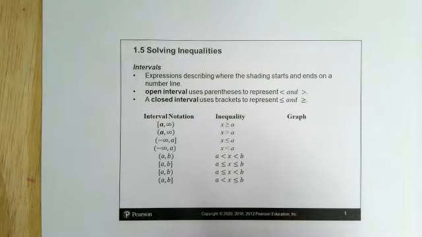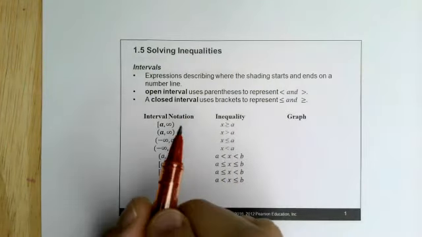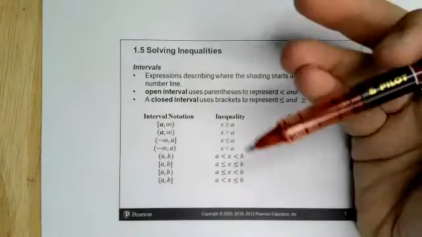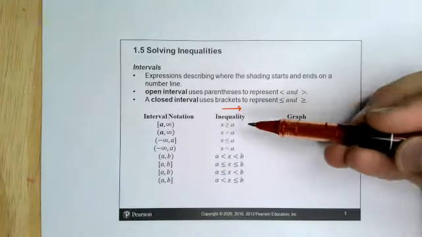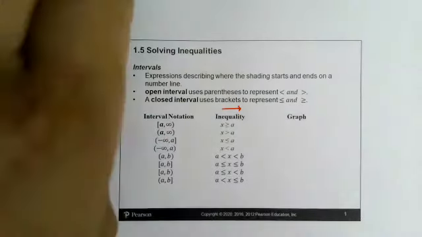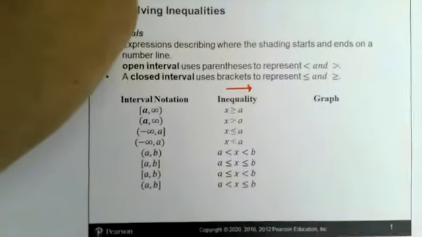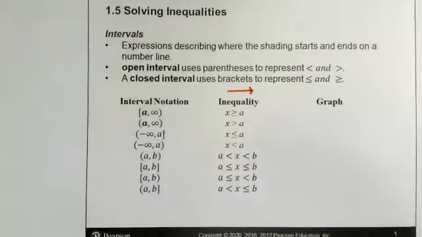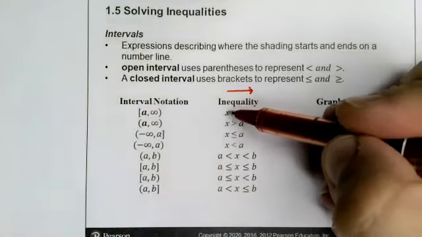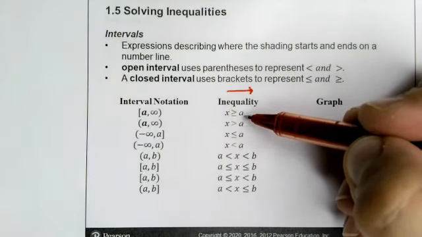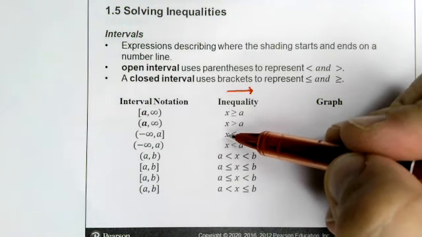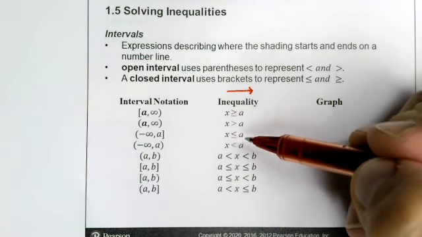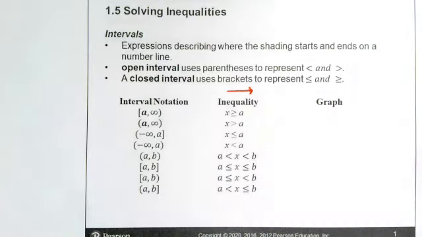It's good if you are able to read an inequality from left to right. So we always read this way. And for example, this inequality would be: x is greater than or equal to a, x is greater than a, x is less than or equal to a, x is less than a.